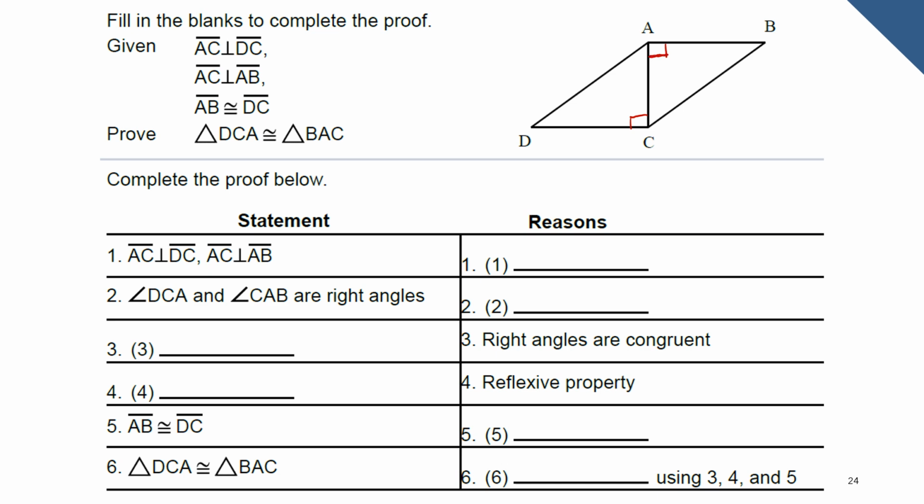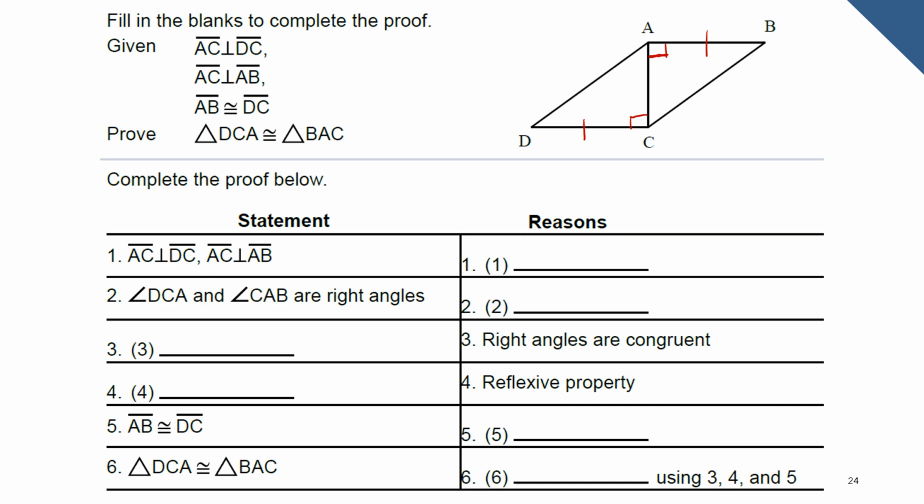And then lastly, the last piece of information we're given says that line segment AB, that was that one at the top, is congruent to line segment DC. So line segment AB is congruent to line segment DC. Let's go ahead and label that. We've got a pretty good amount of information here.